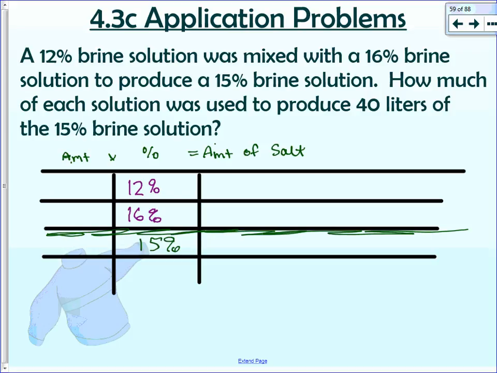I'm going to do X amount of the 12% solution, because it says how much of each. So X and Y. And then the amount of salt I get by using the equation at the top, the amount times the percent equals the amount of salt. So this is going to be 0.12x and 0.16y. I don't think I really need this here at the bottom. I can take that away.